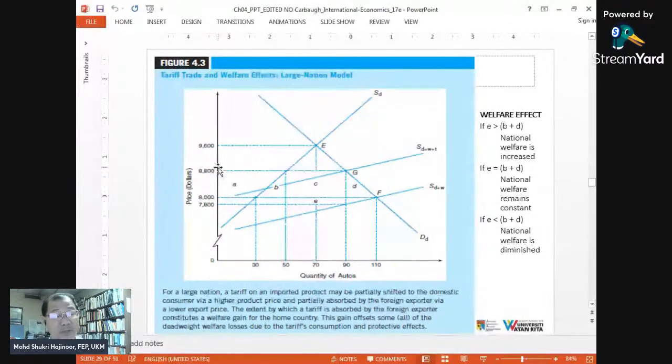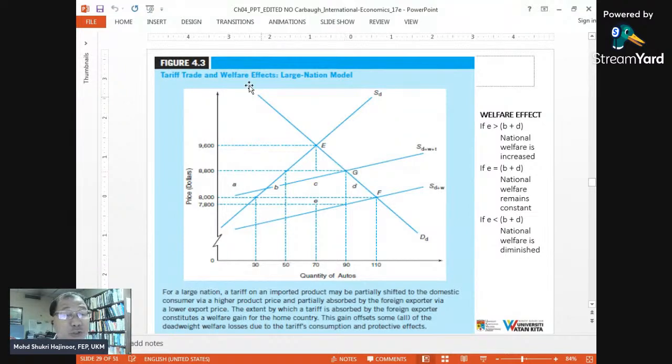You see, number one, what happened when tariff price go up from 8,000 to 8,800? Prices go up, and consumption goes down. Of course, the production goes up. But what is more important to look here, the imports goes down. Now only 40 compared with previously 80. Now 40 only import. So this is what we have here.